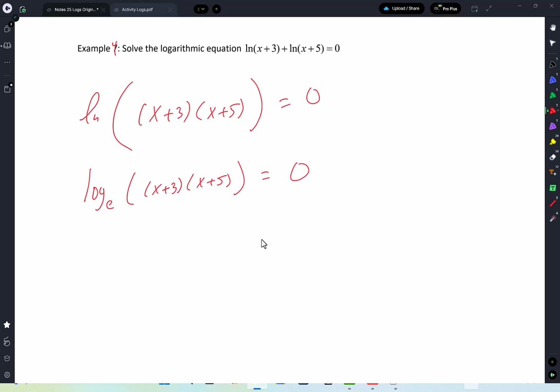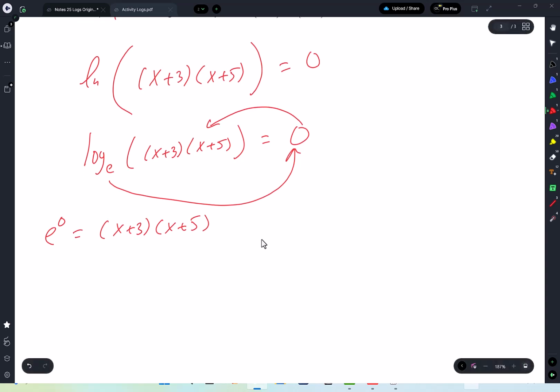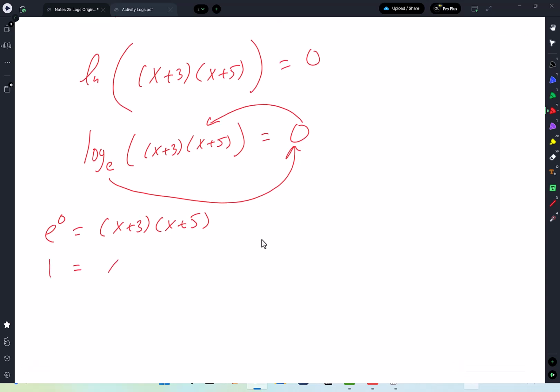Next, you're going to turn this into an exponent. e to the 0 equals that expression. So e to the 0 equals (x + 3)(x + 5). Anything raised to the 0 is 1. 1 equals x squared plus 5 plus 3 is 8x, 5 times 3 is 15. I want to solve for x, so I'll need to zero this out. Minus 1. 0 equals x squared plus 8x plus 14.